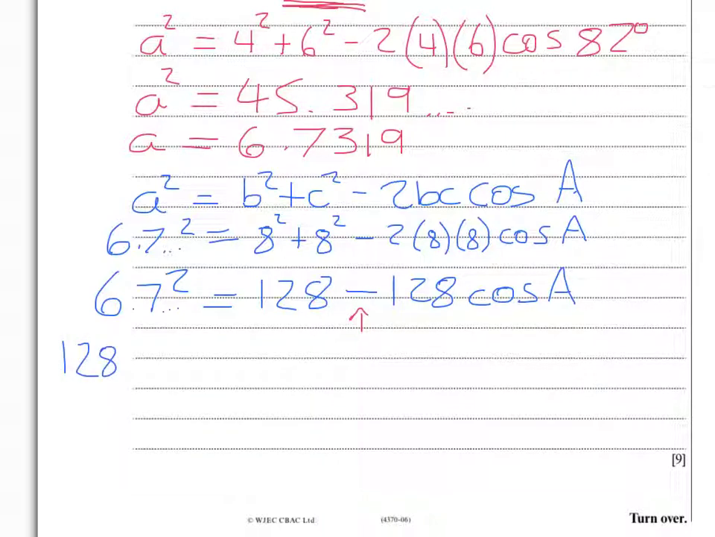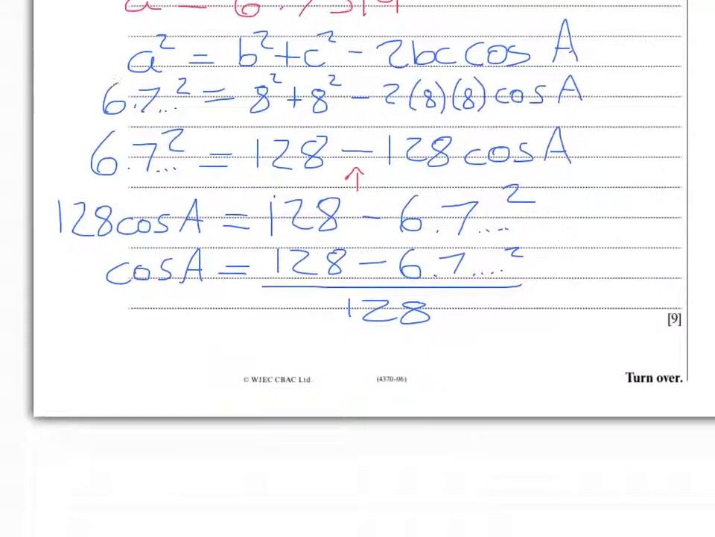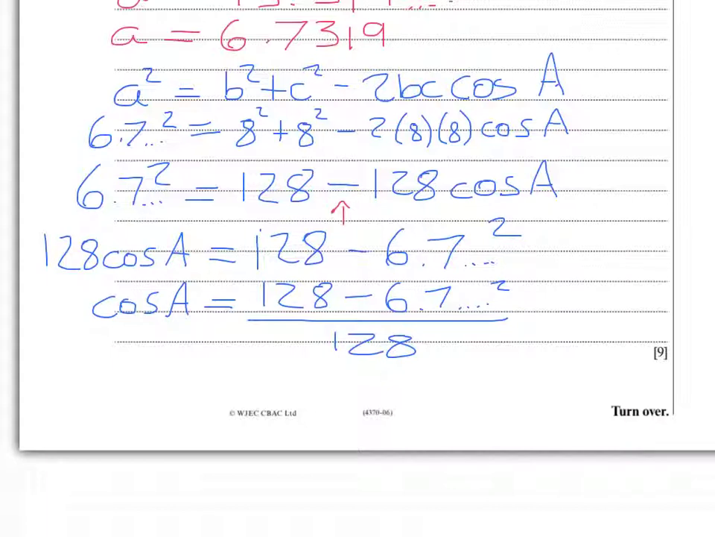So we're going to add that 128 cos A to both sides, and we're going to take away that 6.7 squared from both sides, and that means that we've then got our cos of A. To get rid of that 128, we're going to divide by 128, and so all that is left to do is to work out the inverse cos of that. But before that, I'm just going to work out the value of the right hand side.